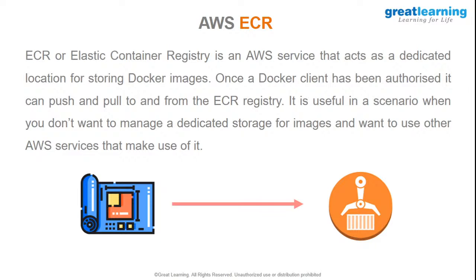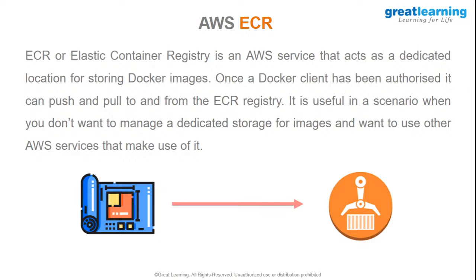Similarly, we have ECR. Once a Docker client has been authorized, it can pull and push to and from the ECR registry. With Docker Hub, you just had to use the commands docker pull and docker push because it already knew by itself. But with AWS ECR, it doesn't know that. So we have to tell Docker that it has to work with ECR, and we have to allow authentication of the Docker host or the Docker client we're using on our system. There's a specific command, and we will learn how to use that.